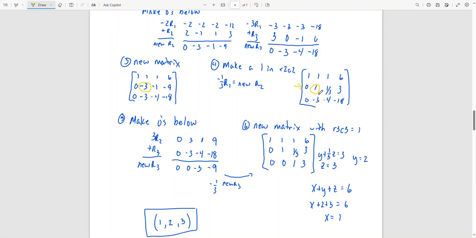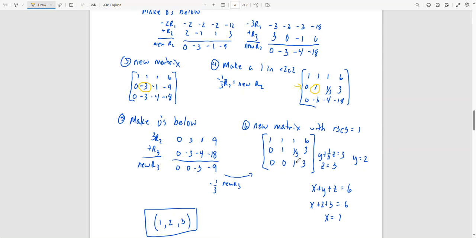To make a 0 below it, I'll multiply row 2 by 3 and add it to row 3. So I multiply each term by 3. Write in row 3 as it stands. 0, 0, negative 3, negative 9. And this is going to be my new row 3. And I notice that if I divide both terms by a negative 3, it'll simplify it for me. So I made a 1 on my way to writing the new matrix. So I did kind of step 5.5 right here.